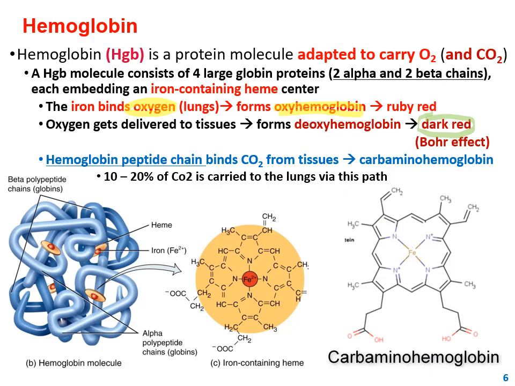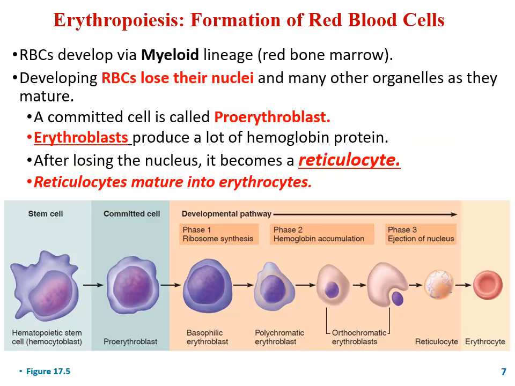All right, so we got this. Now a bit more on formation of the red blood cells. So we're talking here about erythropoiesis. This is how you get your red blood cell. Remember that they are going to come from the pluripotent stem cell, right? And this is going to happen in the red bone marrow, and the lineage that it follows is the myeloid pathway, right?